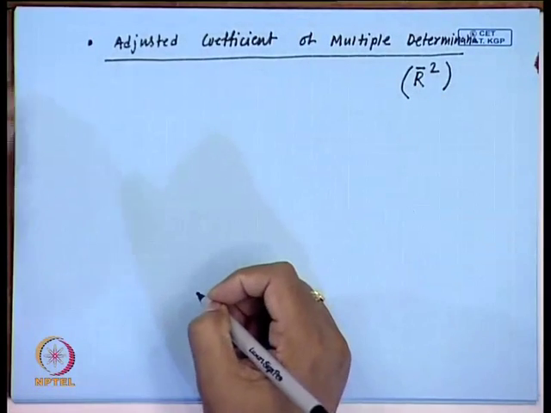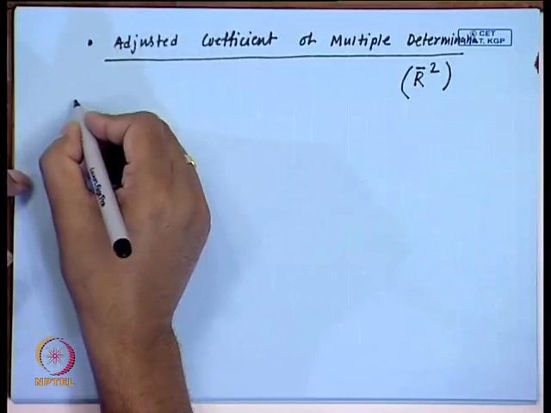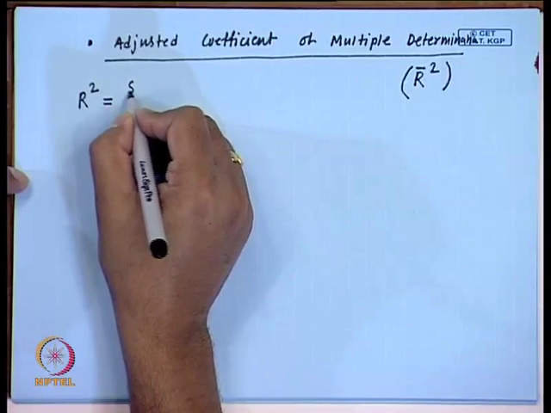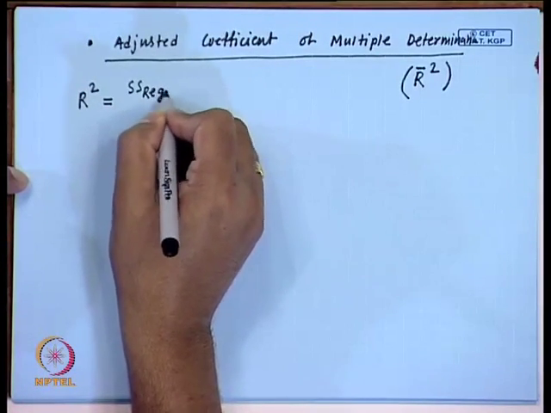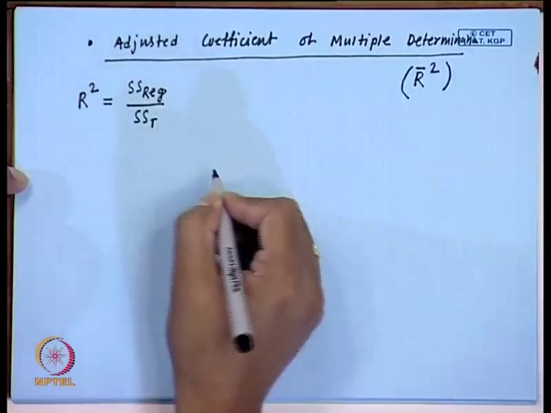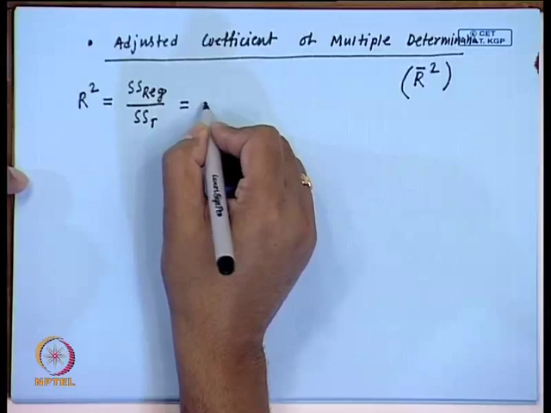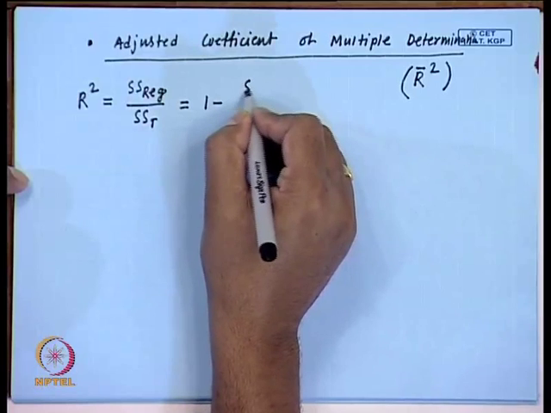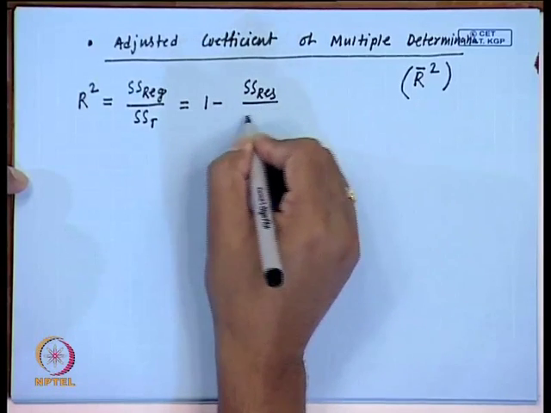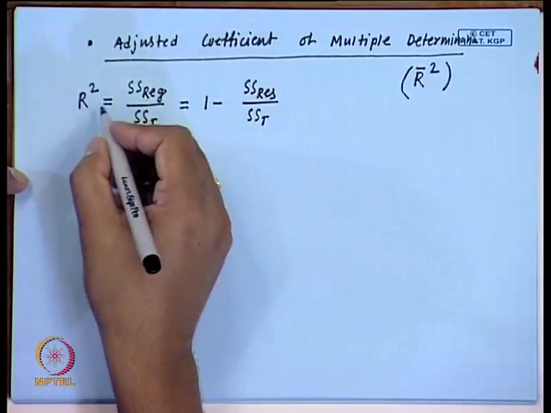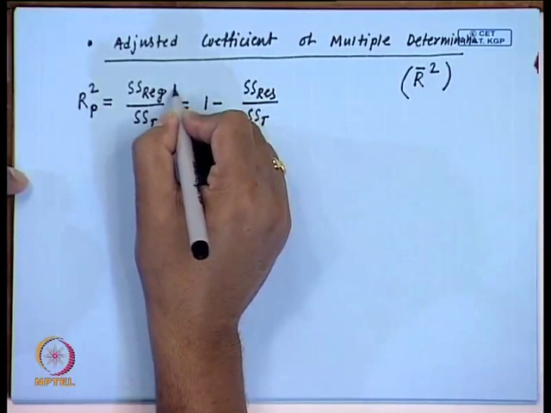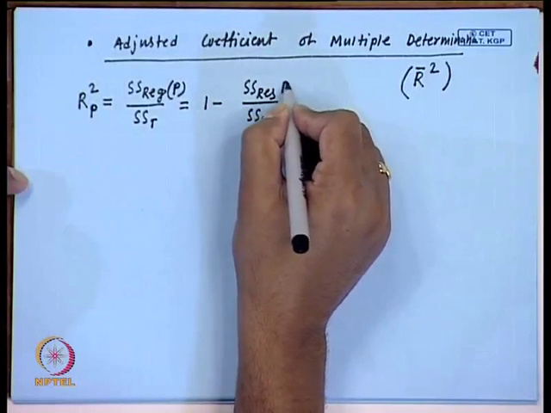Well, so let me just recall R square. R square is the coefficient of multiple determination, which is equal to SS regression by SS total, and this one is equal to 1 minus SS residual by SS total. Now, if I say that this R square is associated with the model which involves p minus 1 regressors, then I will put a p here, a p here and a p here.